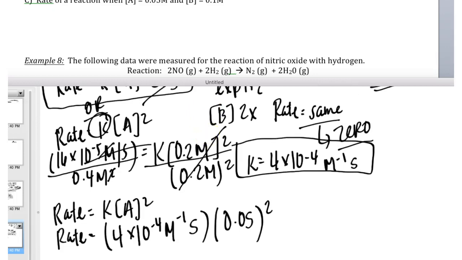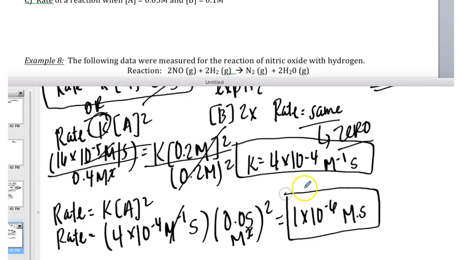So when you solve this, you get 1 times 10 to the negative 6. The units that are left here are molarity squared for this one, right? Molarity squared. That means this cancels with one of these, and you're left with molarity per second, like that. Okay, and that's our answer. So that's the rate for this concentration.